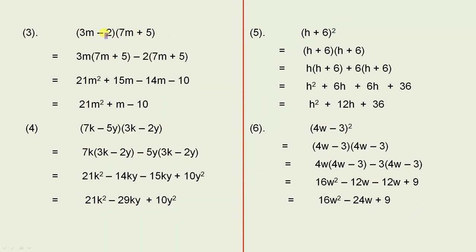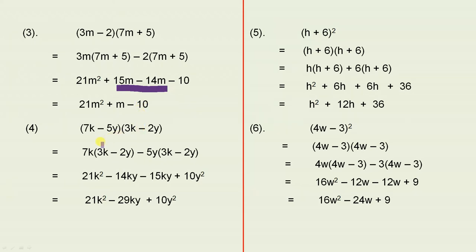For the third example, it's exactly the same. The 3m is placed in front of the second binomial, and this is minus 2 here, so we just put the minus 2 there, and we place it in front of the second binomial. We do the multiplication, paying special attention to the signs. We collect the like terms. 15m take away 14m is 1m, and that's the final answer.